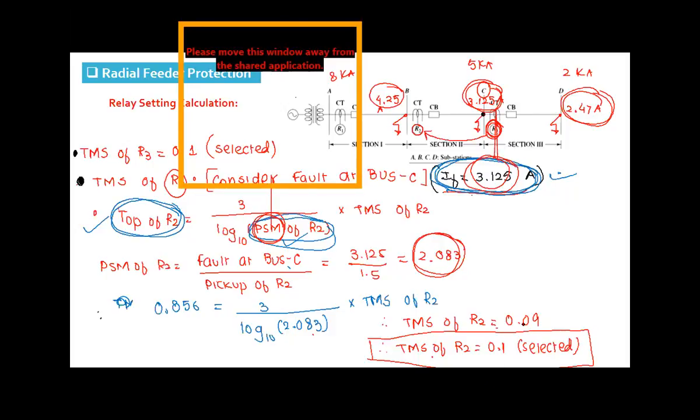Otherwise, when we solve numerical in class, then you will find that the PSM can be different. Okay. Clear everyone?